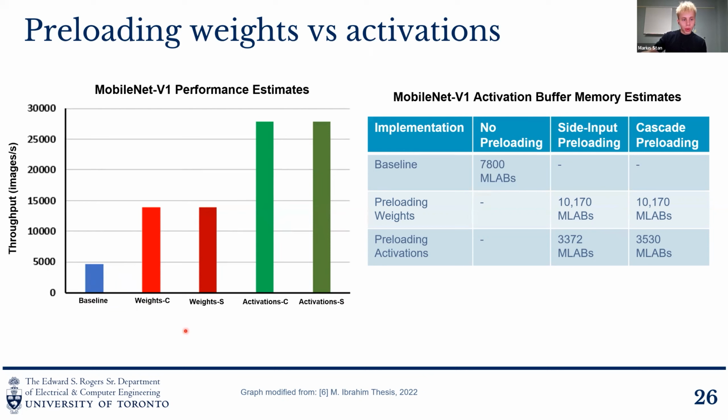With preloading weights, we found that we end up getting a lot of stalls, because we can only hide the loading latency if we have larger output widths. But for the majority of networks, the output width decreases as we go deeper into the network, and we can't hide that loading latency. For activations, we found that we don't have any stalls, at least in the MobileNets, because we can hide the loading latency with larger numbers of output channels, and the number of output channels increases as we go deeper in the network. And so we decided to go with preloading activations.